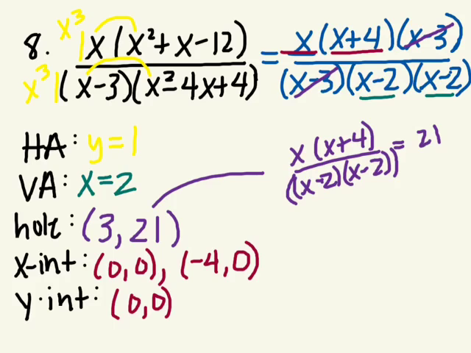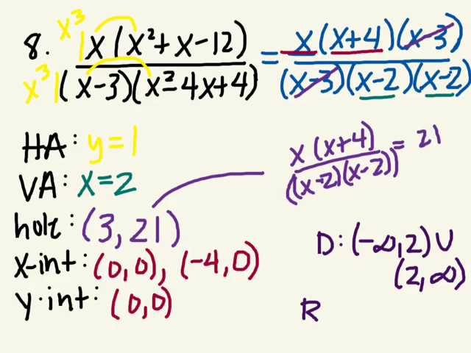The last thing we want to do is domain and range. Here, our domain, we just need to exclude our asymptote. So our domain is negative infinity to 2 and 2 to infinity.